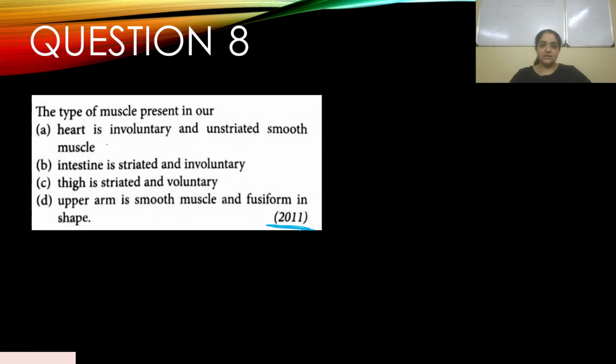So heart is involuntary, yes, but it is not unstriated smooth muscle. It's a cardiac muscle. So that's clearly wrong. B. Intestine is striated and involuntary. No. Thigh is striated and voluntary. Yes. Upper arm is smooth muscle and fusiform in shape. No, that is incorrect. So your answer is C. Let's go to the discussion.